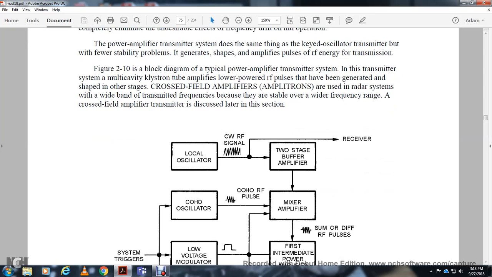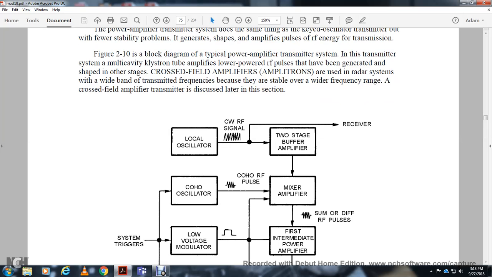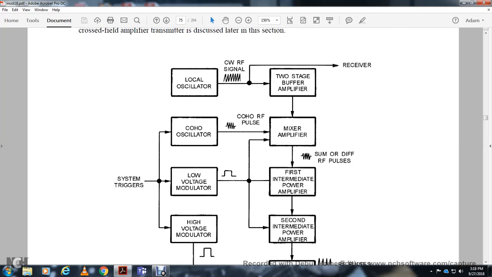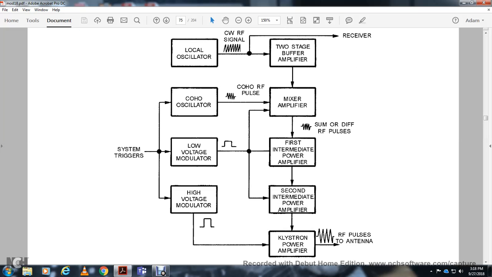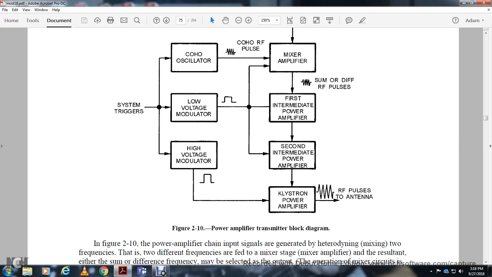The local oscillator produces a continuous wave radio frequency signal, through two buffer amplifiers, to the mixer amplifier. The system trigger triggers the COHO oscillator, the low voltage modulator, and the high voltage modulator. The chain runs from the mixer amplifier, first intermediate amplifier, second intermediate amplifier, and the klystron power amplifier, and sends radio frequencies to the antenna.